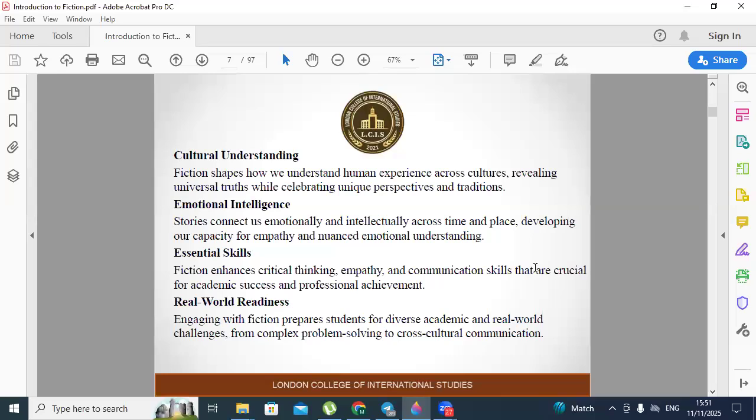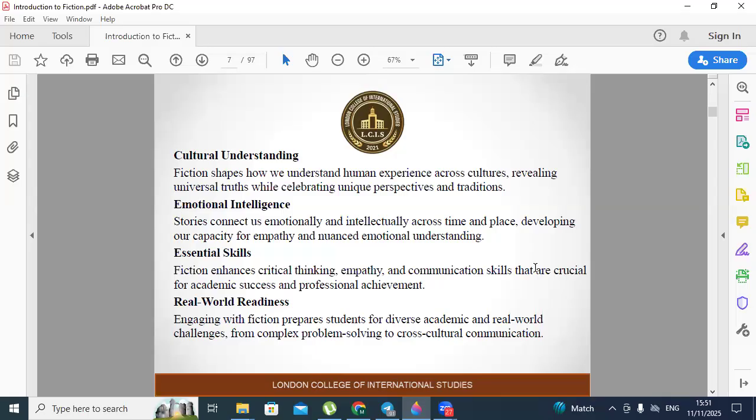Emotional intelligence: stories can connect us emotionally and intellectually across time and space. They develop our capacity for empathy and nuanced emotional understanding. You learn to recognize complex emotional states and understand how feelings motivate behavior.